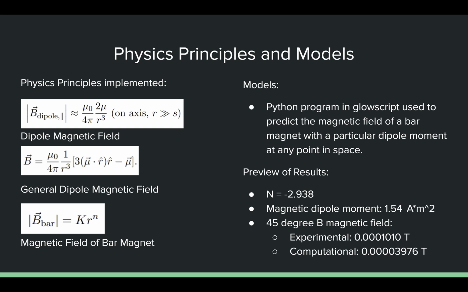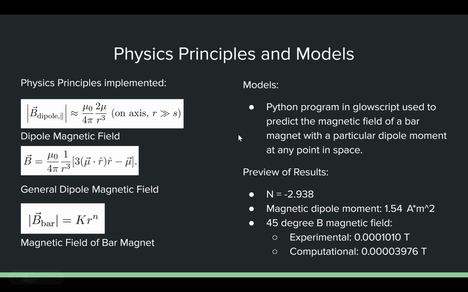Some physics principles we used to get here were the magnetic field of a magnetic dipole parallel to its axis. This helped us determine what the magnetic field was at a distance parallel to the bar magnet's length. This also helped us determine what the dipole moment was. We also used the general formula for the magnetic field of a dipole. This could be used to find the magnetic field at any given location, not just parallel or perpendicular to the magnet's length. We also used the magnetic field equation of a bar magnet that emphasized distance dependence.